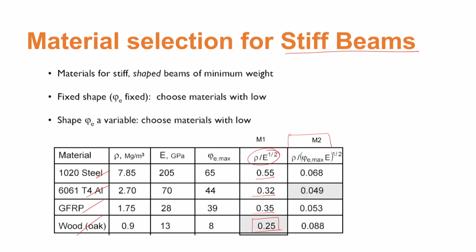But if I consider now the shape factor, then what happens? By applying all those maximum shape factors possible, we can see that the lowest is no longer 0.088. In fact, the lowest is 0.049, and that is actually 6061 aluminum alloy. So, you see that the shape factor changed our decision of selection of material altogether.